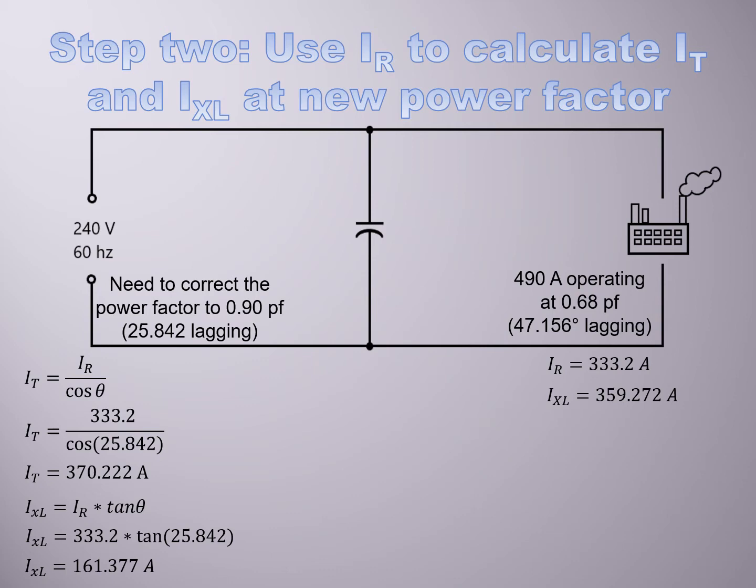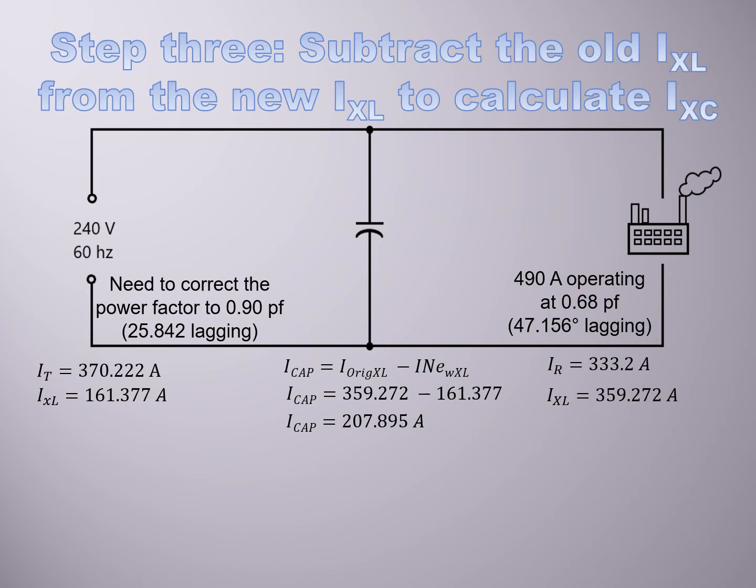I continue on by doing my new reactive current, which is IXL equal to resistive current multiplied by the tan of the angle, which gives me a new reactive current of 161.377 amps.